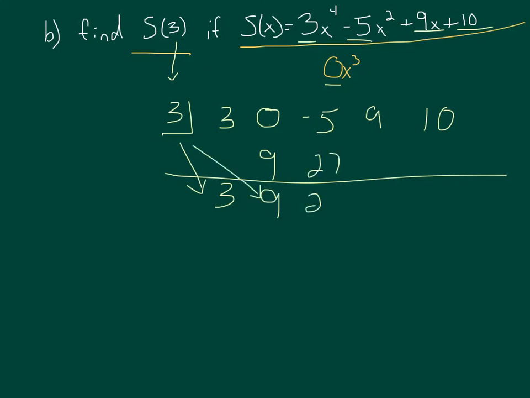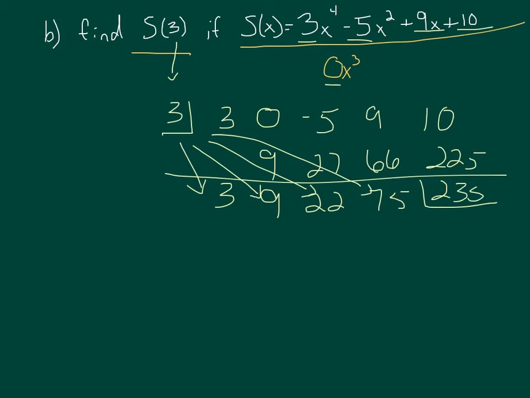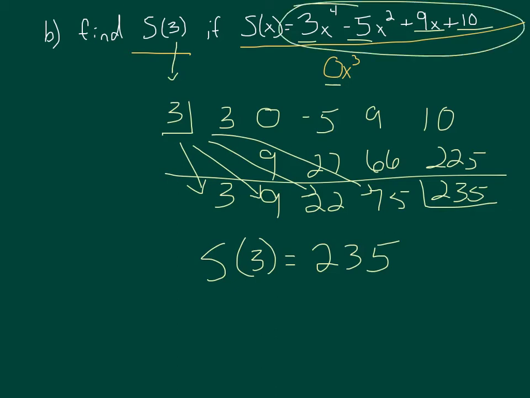27 and negative 5 make 22. 3 times 22 is 66. 66 and 9 make 75. And 3 times 75 makes 225. So we get remainder 235. Therefore, S of 3, synthetically or directly, is 235. One way to check this very quickly, type this into your calculator, look at the table, and see if the ordered pair 3, 235 is on the table. You'll find that it is.